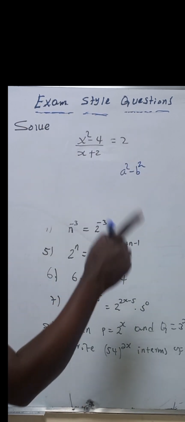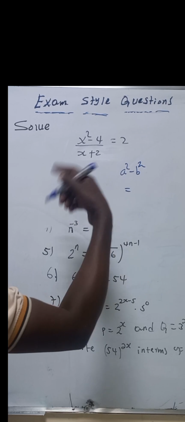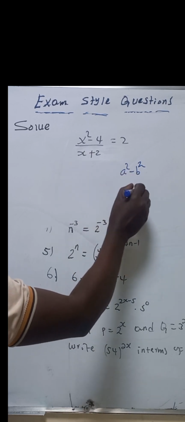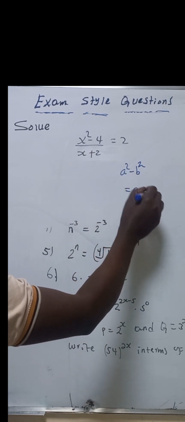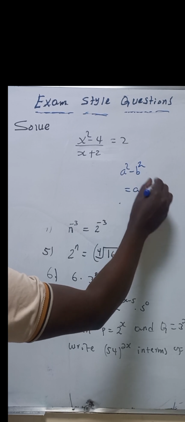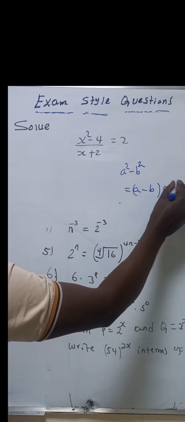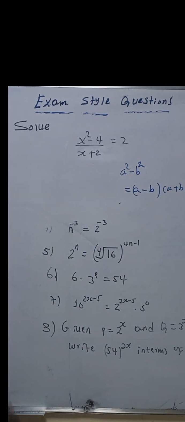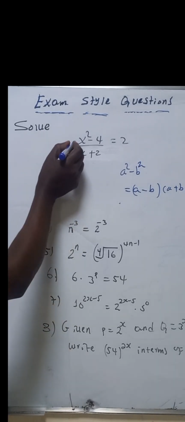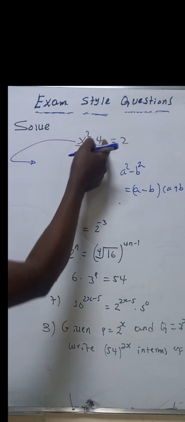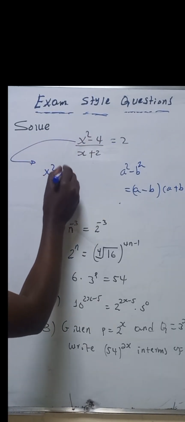This is the difference of two squares. So the difference of two squares can be factorized as: what's the square root of this one? a. What's the sign? Minus. What's the square root of b squared? b. Then for the second term, you can write a plus b. So similarly, you can write this problem as x squared minus 4, which means x squared minus 2 squared over what?